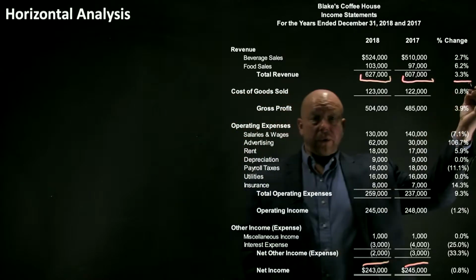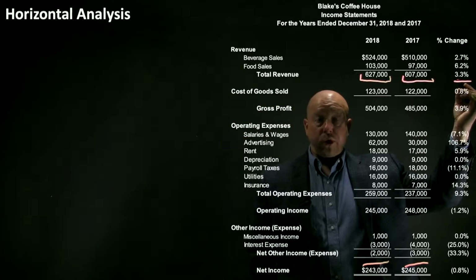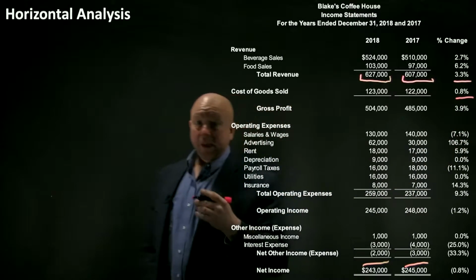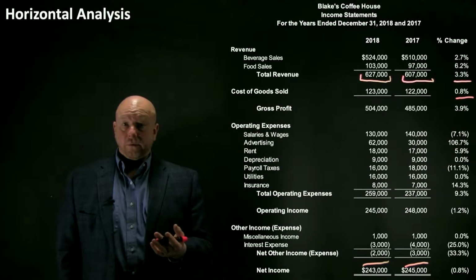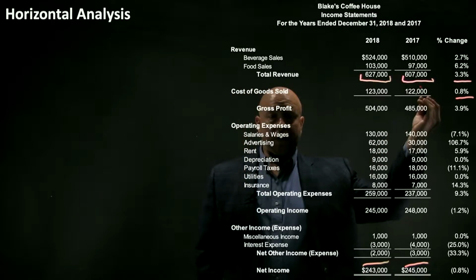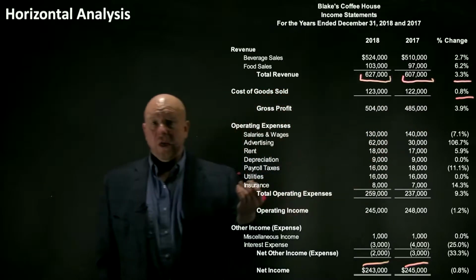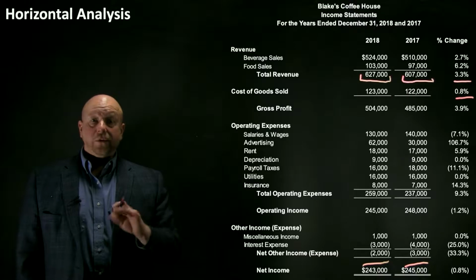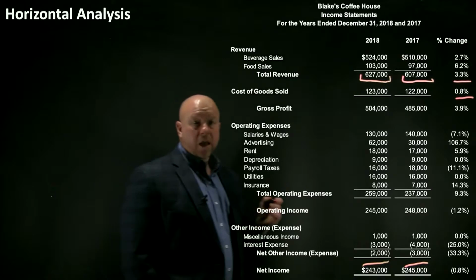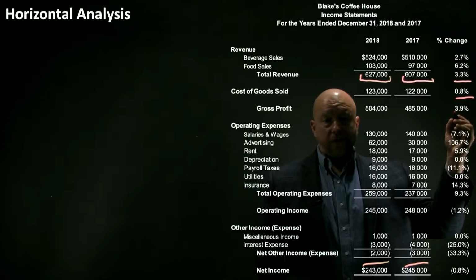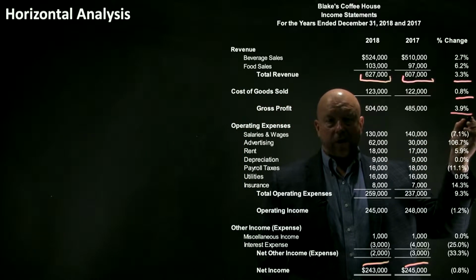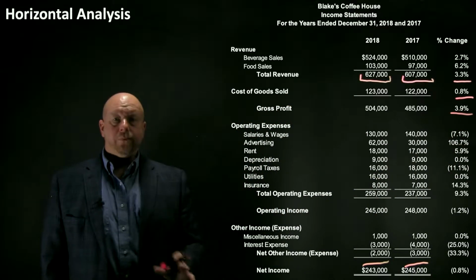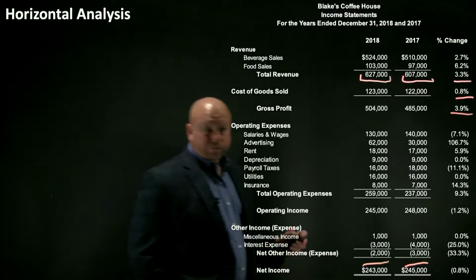Well, revenue increased by 3.3%. Great. Cost of goods sold increased by 0.8%. That's actually a trend in the right direction, right? Cost of goods sold really did not increase a whole lot here. So it looks like the company has done a pretty good job of controlling those costs. In fact, I would say an excellent job of controlling those costs. And that leads to a gross profit that actually increases by a greater percentage than the revenue percentage increase. Wonderful.